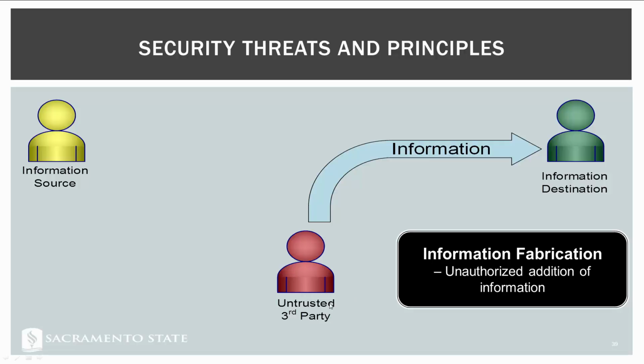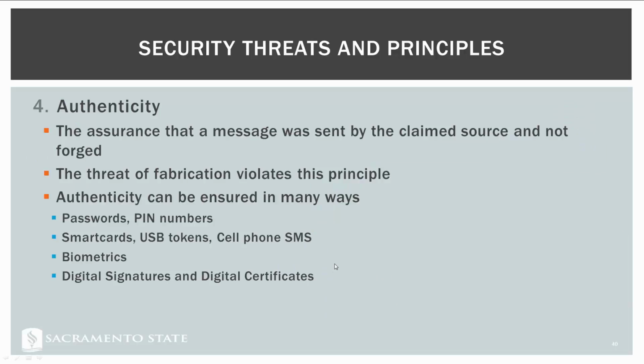Now, we have a couple of other potential problems. What happens if our untrusted third party just makes up information, fabricates it out of nothing? Well, in this case, that's also a problem. They're not modifying information, they're just making it up. And so another principle is authenticity. How do we determine that a message was actually sent by the source and it wasn't just made up?